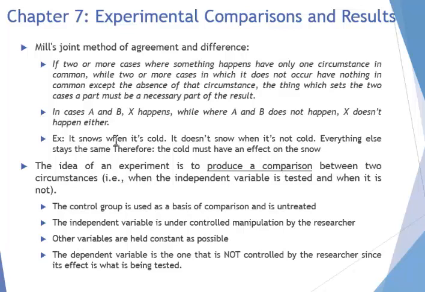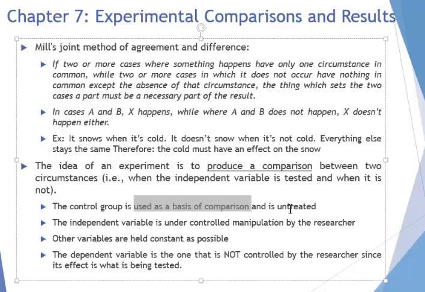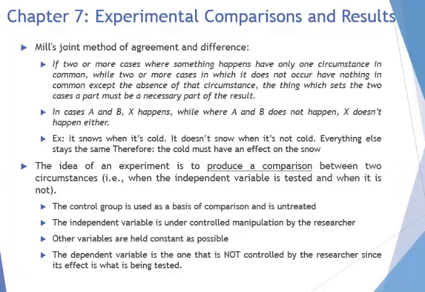So the idea of an experiment is to produce a comparison between the two circumstances, when the only thing that is different between the two cases is a different level of the independent variable. The control group is used as a basis for comparison and is untreated. In other words, it doesn't get the independent variable. The independent variable is under controlled manipulation by the researcher. In other words, the independent variable you can give a lot or a little or none of it.